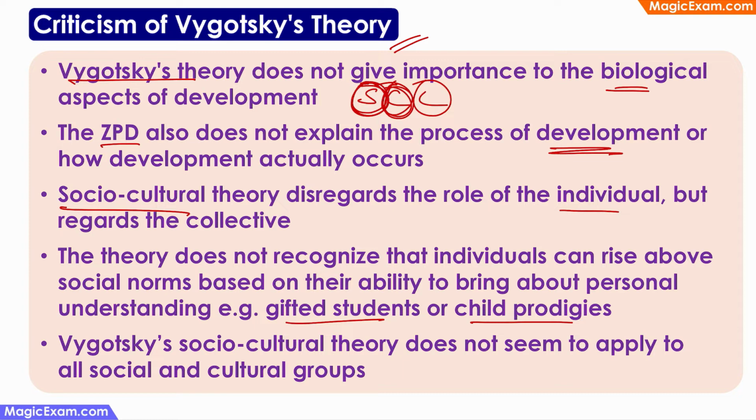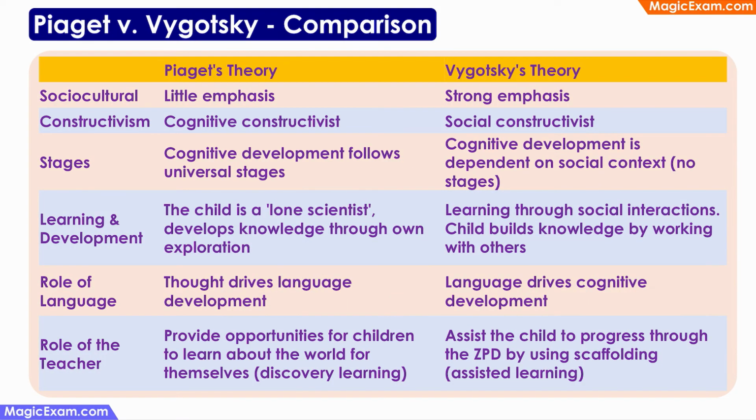Next, Vygotsky's socio-cultural theory apparently does not apply to some social and cultural groups. This is what researchers do say. Therefore, Vygotsky's theory has been mainly criticized because it is incomplete in some aspects, such as the biological aspects. Now let us do a quick comparison of Piaget and Vygotsky's theories.